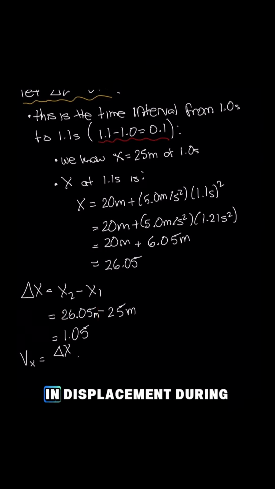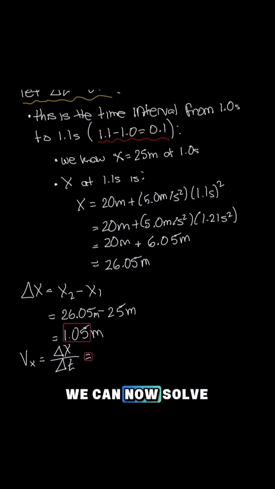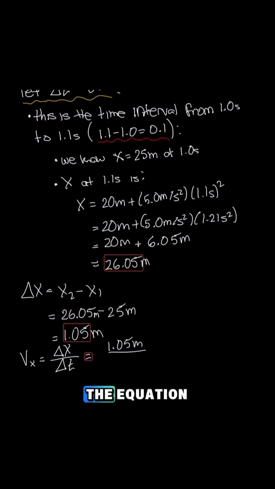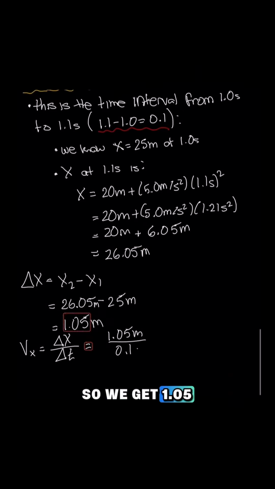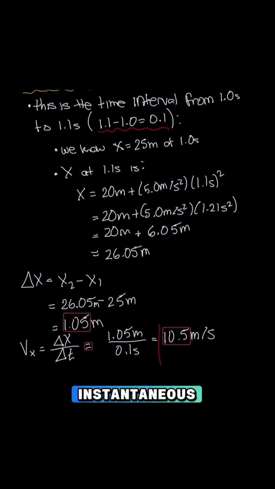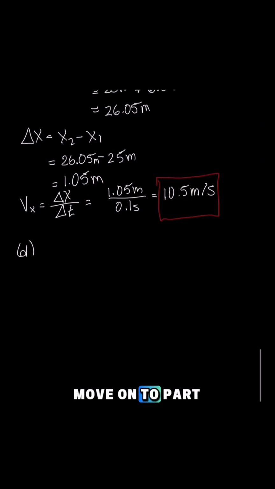So now that we have the change in displacement during that time interval, we can now solve for the instantaneous velocity and just plug it into the equation. So we get 1.05 meters divided by 0.1 seconds, and we get 10.5 meters per second for the instantaneous velocity. So now we can move on to part D that asks for the equation for the instantaneous velocity.